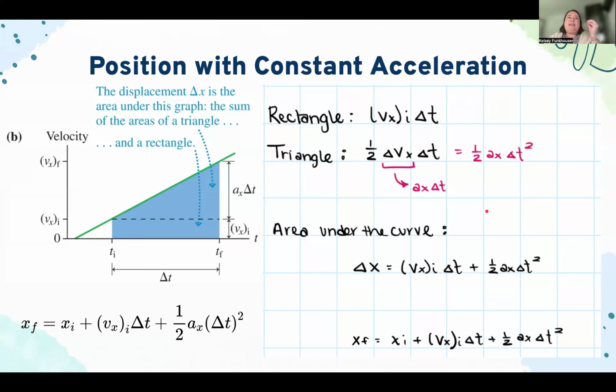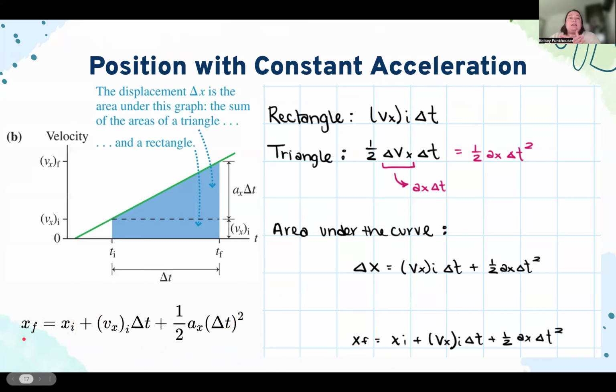And the area under the curve is the displacement. Displacement equals the area of the rectangle plus the area of the triangle. So displacement equals the initial velocity times the time interval plus 1/2 the acceleration times the time interval squared. And what we'll usually do is have this equation expanded out to separate x final and x initial. So normally maybe you'll know the initial position and you want the final position.